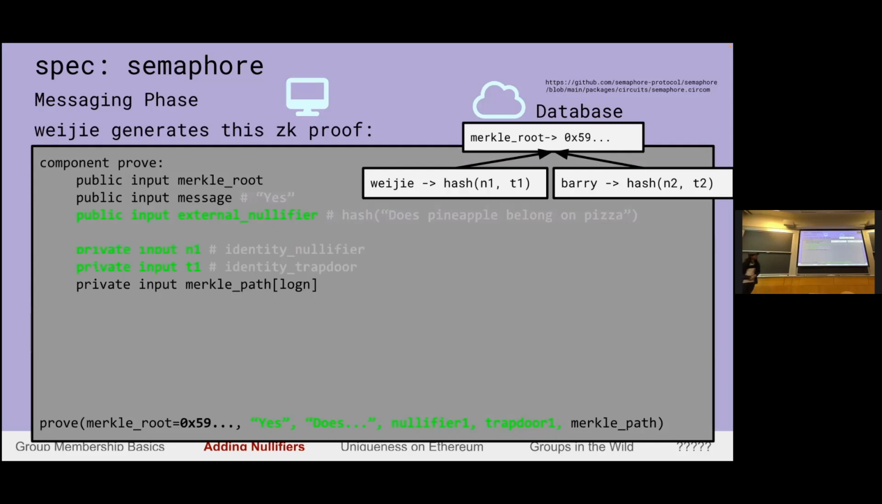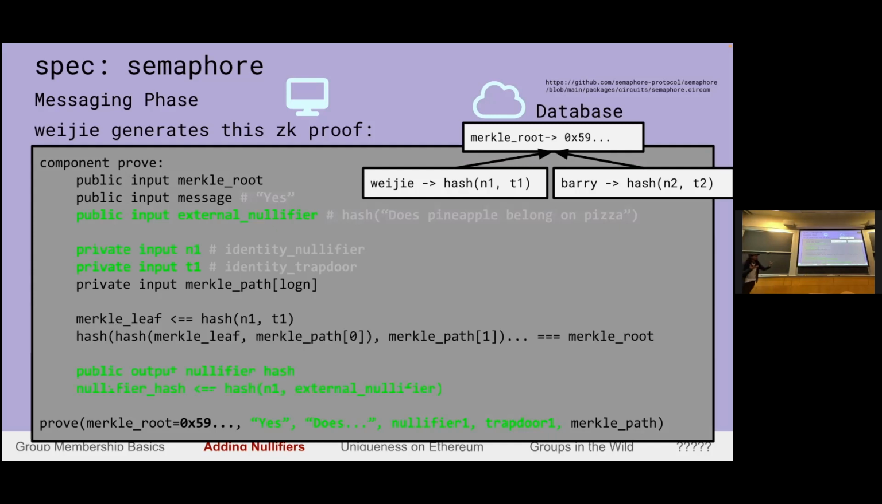Okay, what else do we pass in? We pass in our public inputs, and we pass in our private inputs. This is, again, our two secrets that we don't want to share with anyone, say the ones that are on Weijie's computer, the nullifier and the trapdoor. We're going to call these identity nullifier and identity trapdoor to differentiate them from the external nullifier. And the Merkle path that we had before.